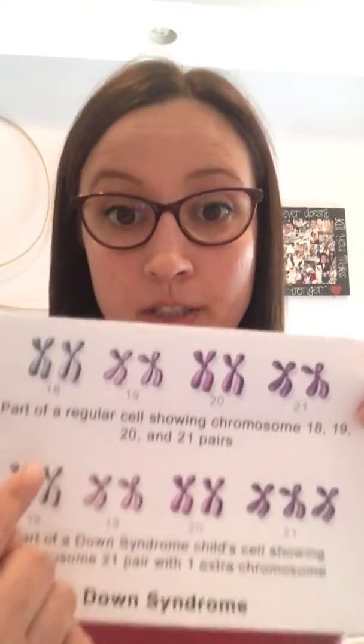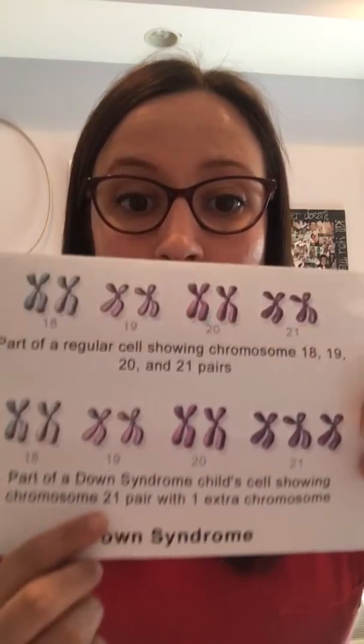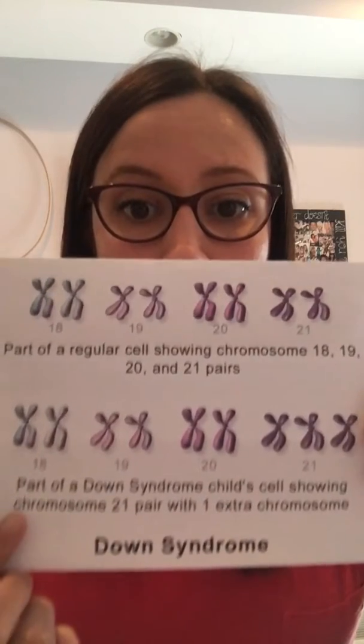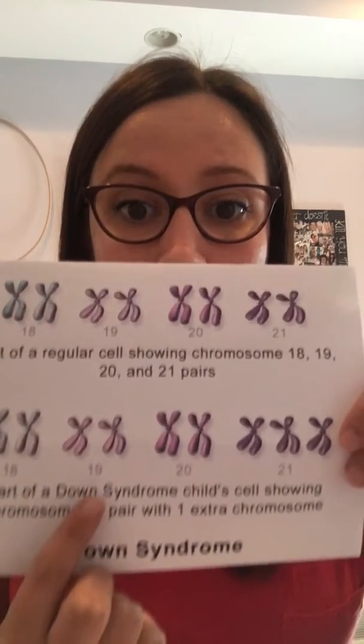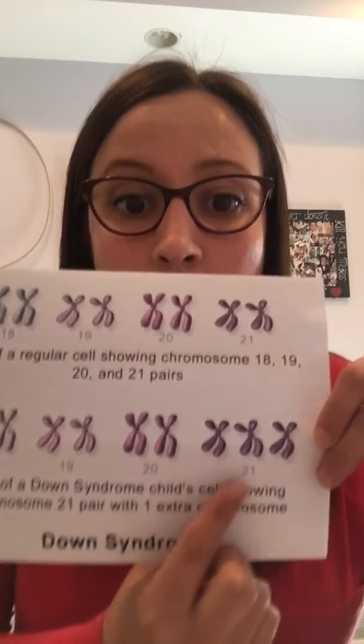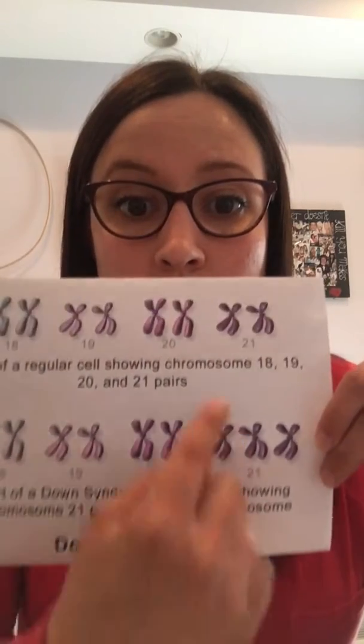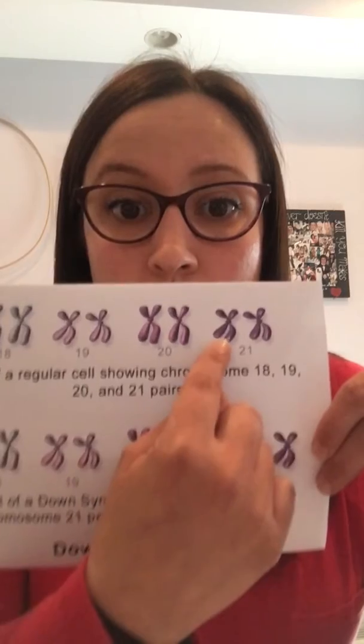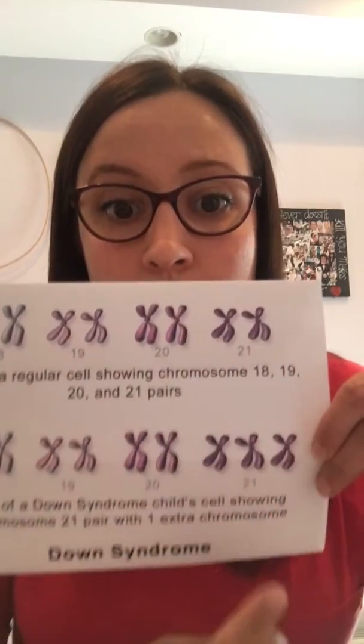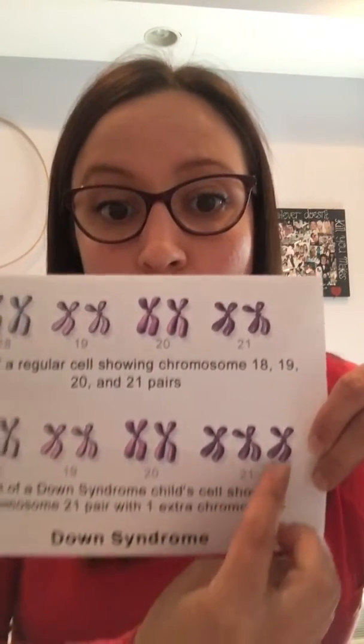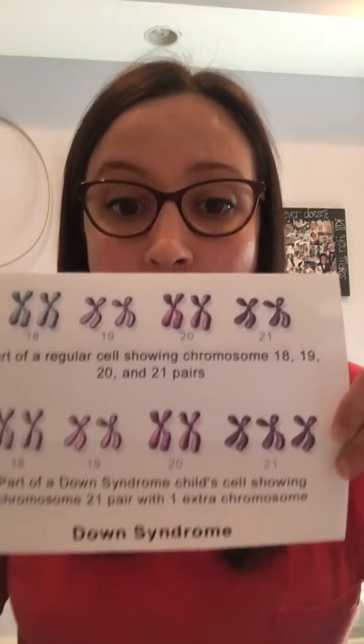The top row is a picture of what somebody's genes who does not have Down syndrome looks like. There's 2 of the 18th gene, 2 of 19, 2 of 20, and 2 of 21. On the bottom is what somebody's genes with Down syndrome look like. There's 2 in 18, 2 in 19, 2 in 20, but then there's 3 in 21 compared to the 2, which would make you not have Down syndrome. So the third 21st chromosome is what causes somebody to have Down syndrome.